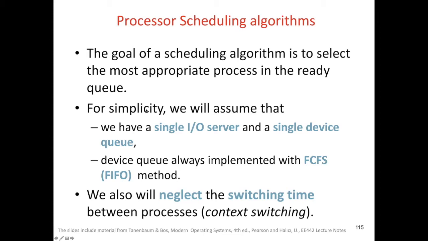For simplicity, we will assume that we have a single I/O server and a single device queue. The device queue is always implemented with first come first served, which is also called the first in first out method. We also will neglect switching time between processes, context switching.